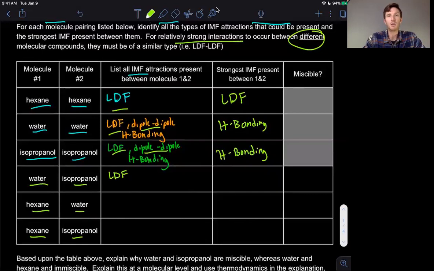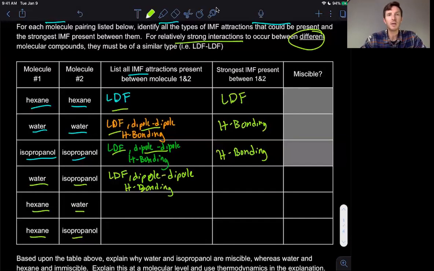Again, that's because every molecule has electrons that can shift around, causing these instantaneous dipoles. With water and isopropanol, though, these are both polar molecules, and so that would mean they both also have the ability to undergo dipole-dipole attractions. In addition to that, they both have an oxygen directly bonded to hydrogen, so they both have the ability to have hydrogen bonding.